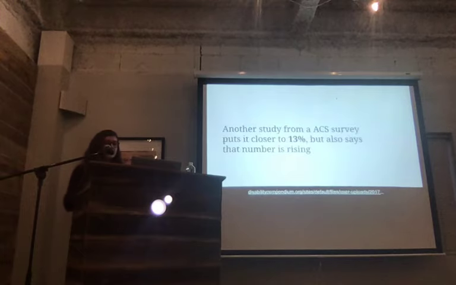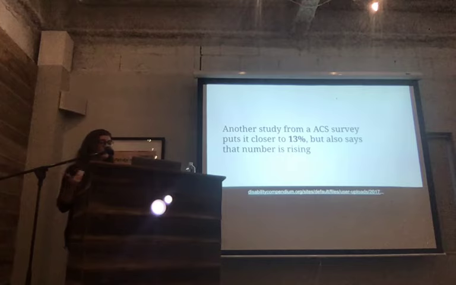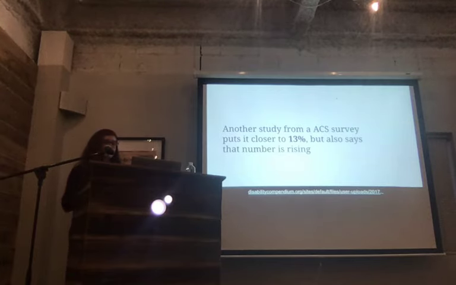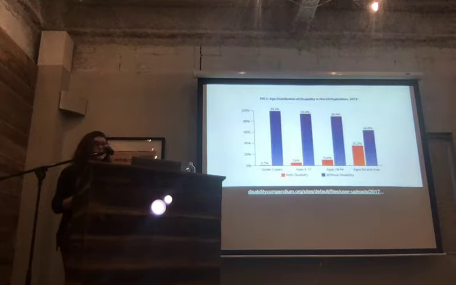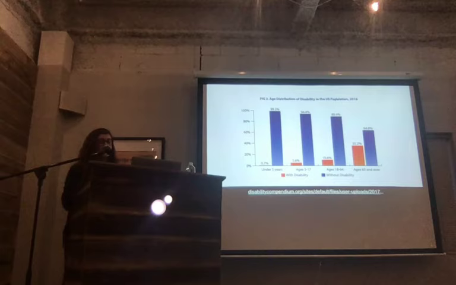So that's pretty high. A different study came in a little lower than that at 13%, based off of an ACS survey. But that survey also says that the number is rising, and they attribute that to the rise in elderly population as we continue to age as a population. So you can see that over time it's gone up, not tremendously quickly, but it's still going up, putting it at that 13%. And another interesting thing from here is that after 65 we have a very large jump in the number of folks who have a disability.